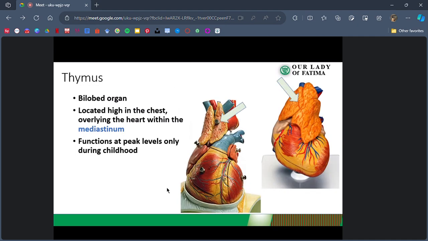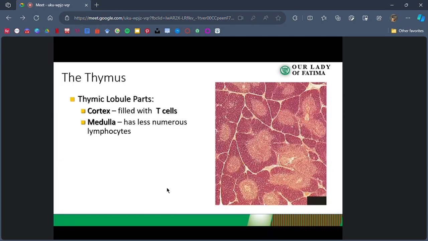This is the model of the thymus in the laboratory. As you can see, it is a bilobed organ located anterior to the aorta in the superior mediastinum. This shows the cross-section of the thymus. The gland is divided into lobules.